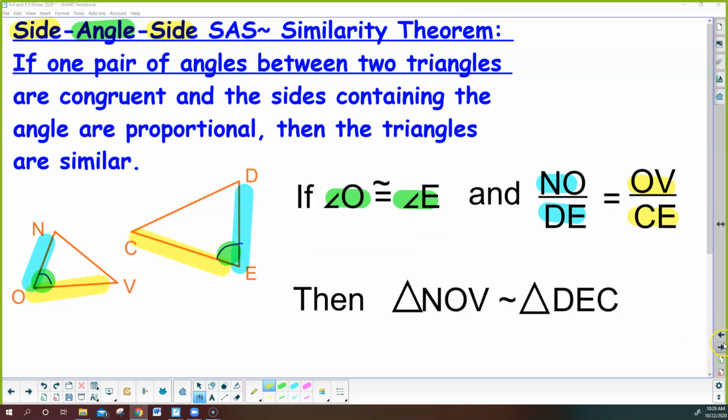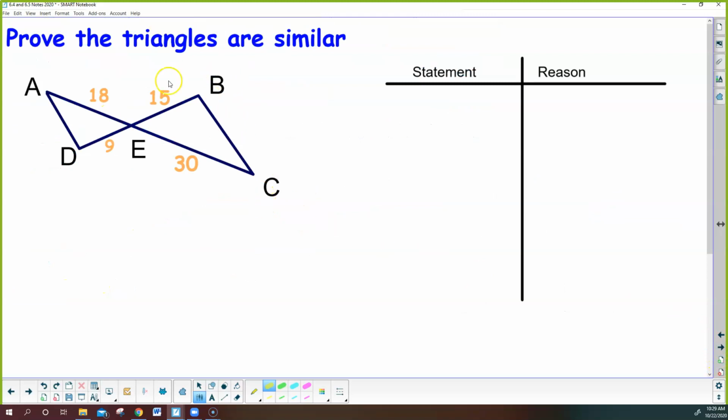All right, last proof. Let's write this one down. I'll give you a second to draw the picture. And I hope as you're drawing it, you're thinking, okay, I can't use side, side, side because I don't have all three sides. Can I use angle, angle, or do I have to use side, angle, side?